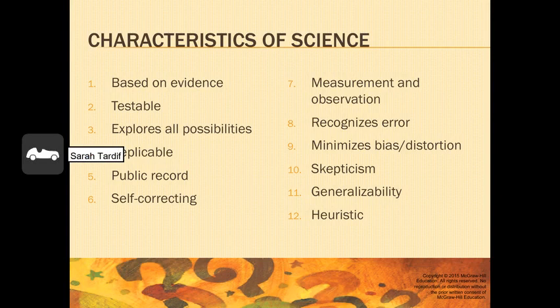The characteristics of science. One, that it is based on evidence. Empiricism is paramount. Experts can disagree, so you need observable, reportable, shareable evidence, evidence that can be replicated by someone else to test its validity. Two, if it can't be tested, you can't make claims. It must be testable. Three, that it explores all possibilities.